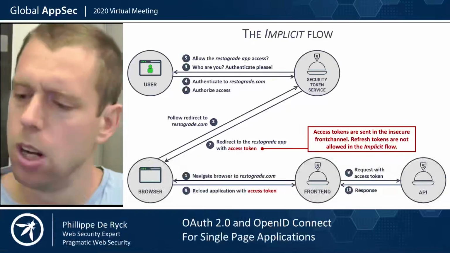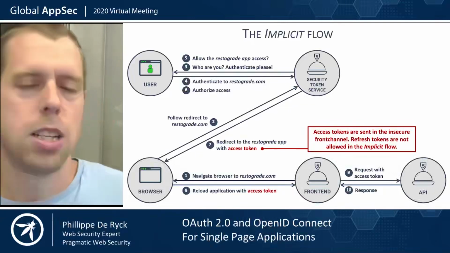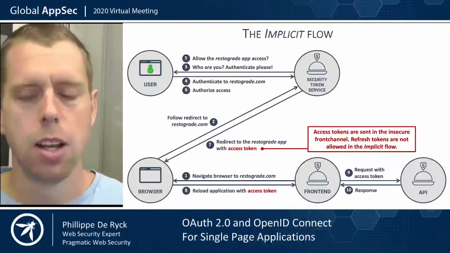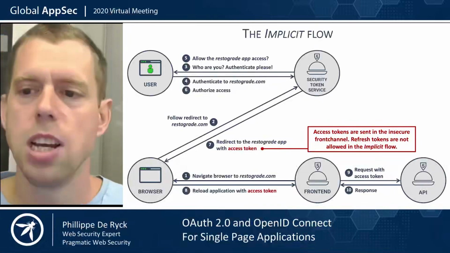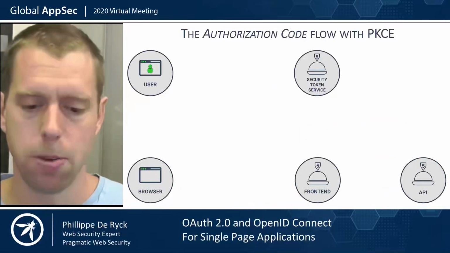So the implicit flow isn't great. And it used to be acceptable because that's the best we could do. But recently that changed, because recently the best practice became to use the authorization code flow with proof key for code exchange, or PKCE in short.